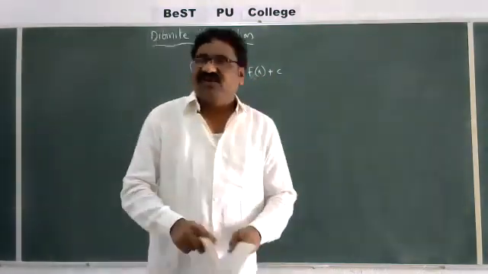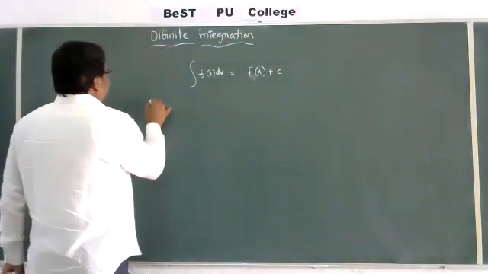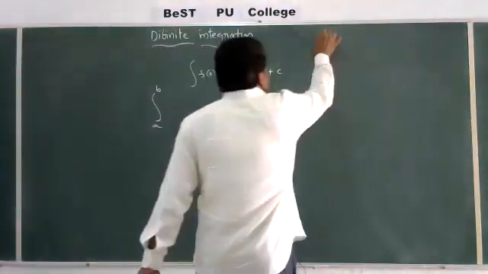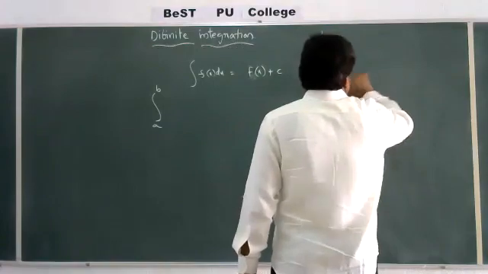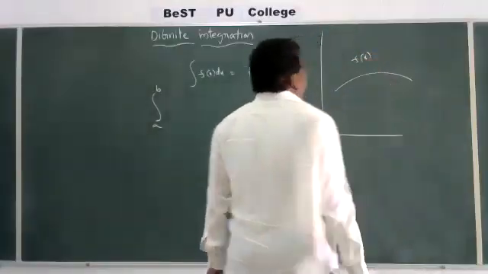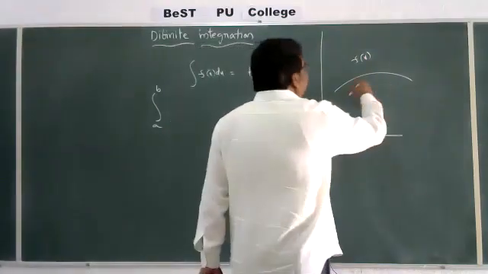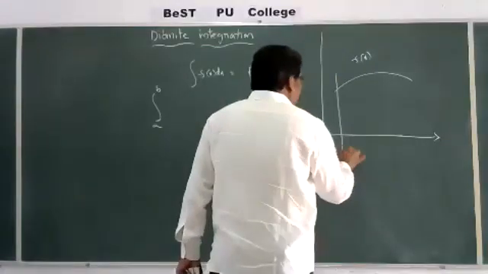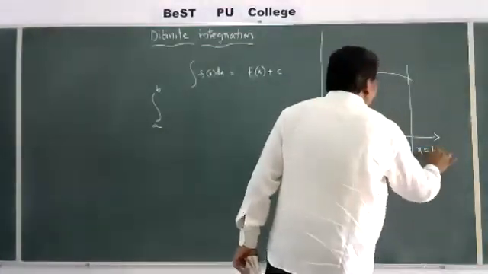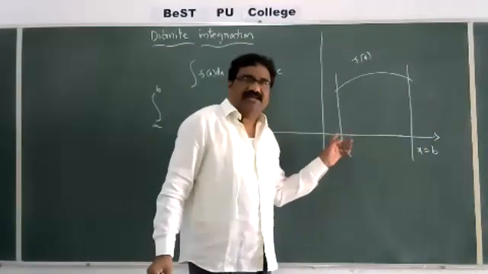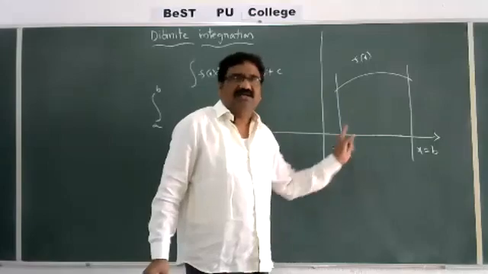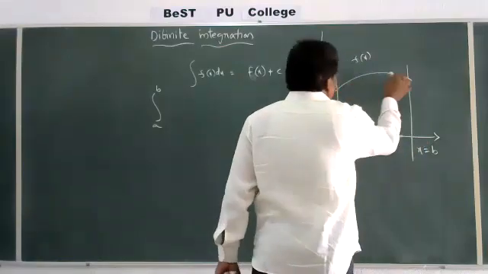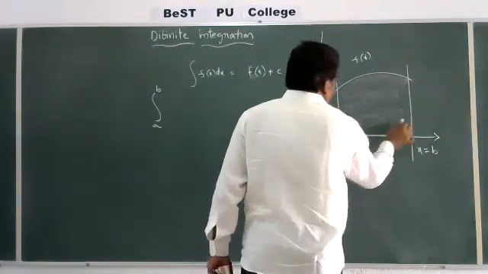But in definite integration, a limit is given, a lower limit and an upper limit, that is a to b. For example, f of x is a curve. The area of the curve in between x is equal to a, the lower limit, and x is equal to b, the upper limit. This is the area above the x-axis that we want to find out.